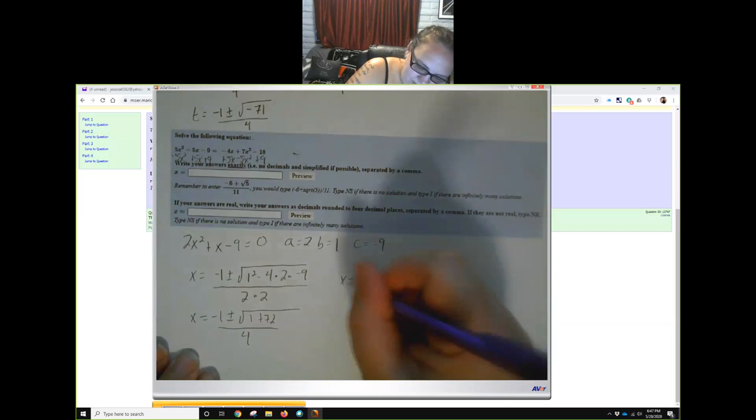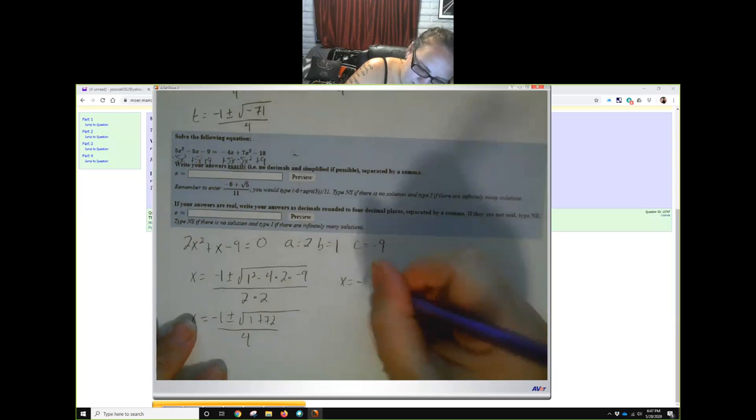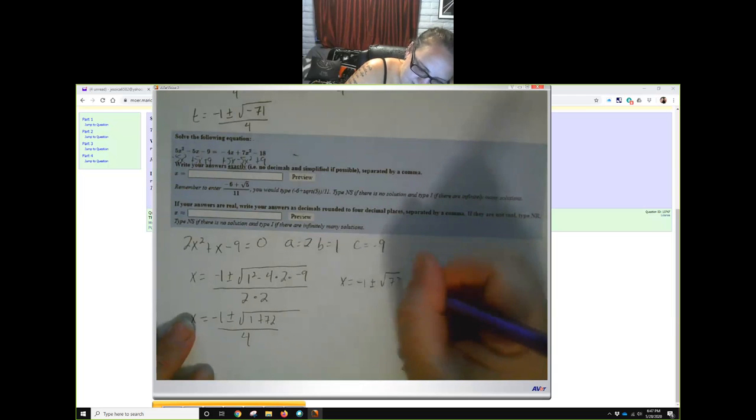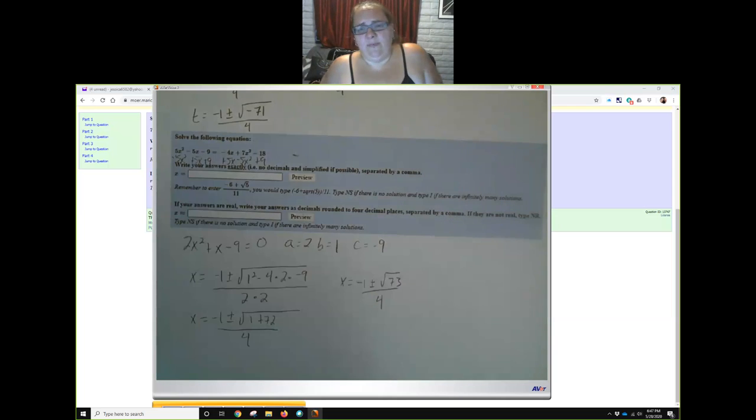So x equals, oof, my pencil broke. Negative 1 plus or minus the square root of 73 over 4. 73 is Jess? 9. Yeah.